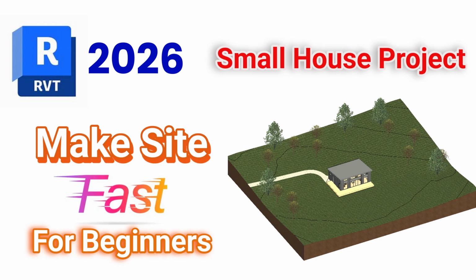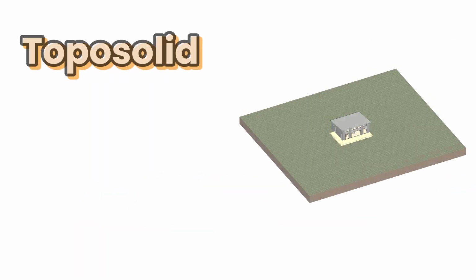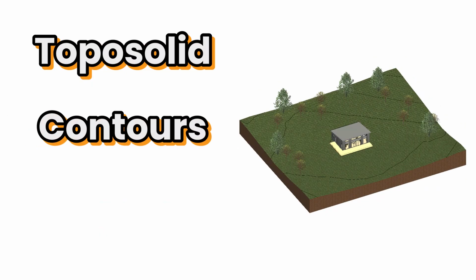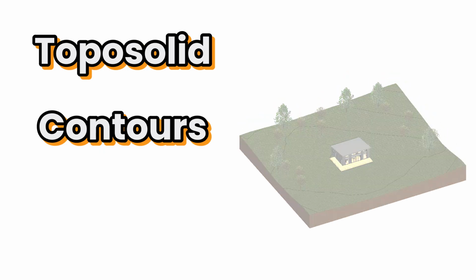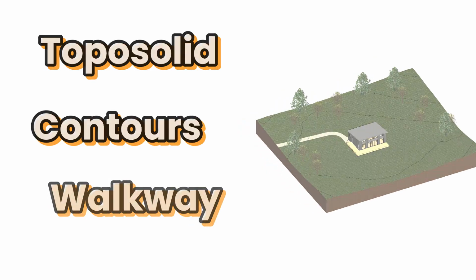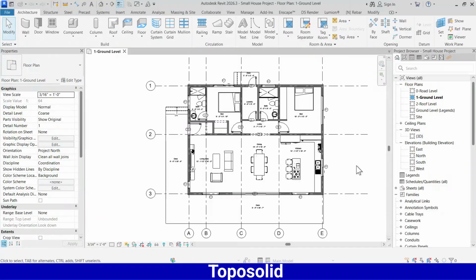Welcome back. In this video, we will learn how to create Toposolid and edit it by using points to make contours fast for the project. We'll make sure to create a path in the topography using the subdivide tool. So let's start. First, we will make Toposolid, and then from that Toposolid, we will create contours.